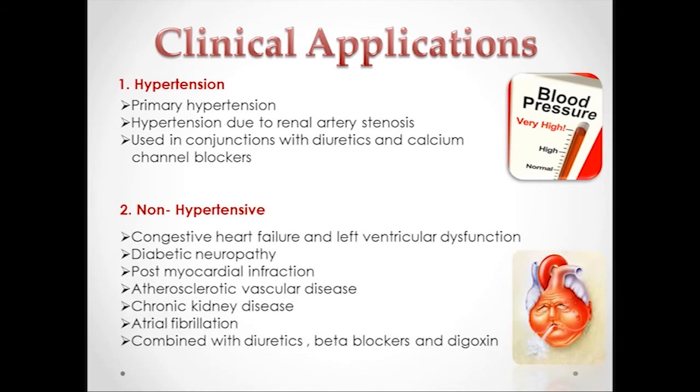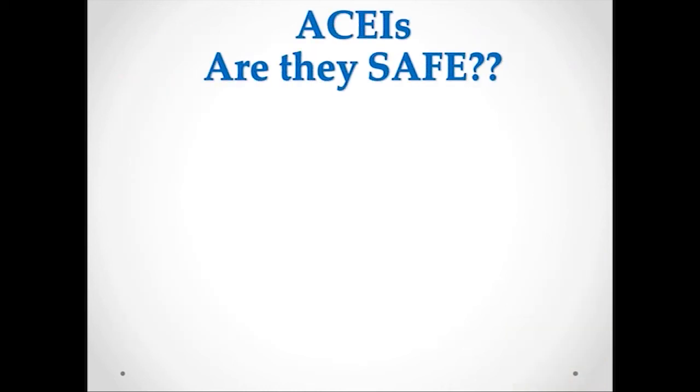As for the non-hypertensive conditions, ACE inhibitors are the cornerstone of congestive heart failure and left ventricular dysfunction treatment. For the prevention of diabetic neuropathy, patients with normal blood pressure may also use ACE inhibitors. They can also be used for post-myocardial infarction, atherosclerotic vascular disease, and to prevent heart attacks or strokes. ACE inhibitors may also help to slow the progress of kidney diseases and atrial fibrillation. They can also be used in conjunction with diuretics and beta blockers and digoxin to manage moderate to severe heart failure. Is it safe to take ACE inhibitors?